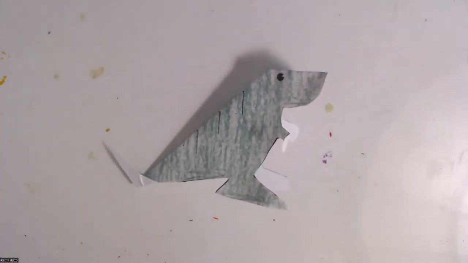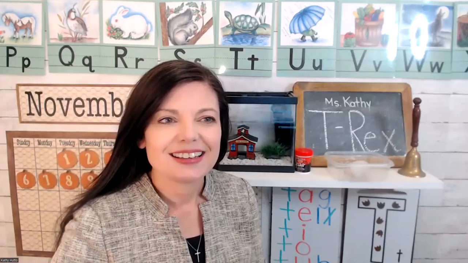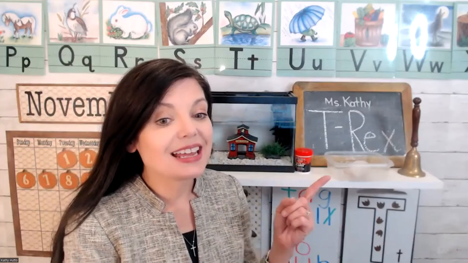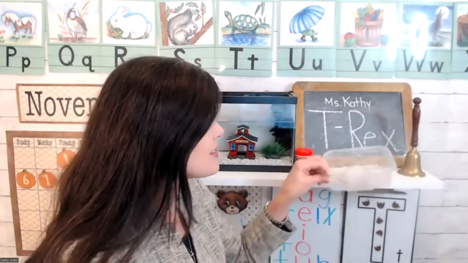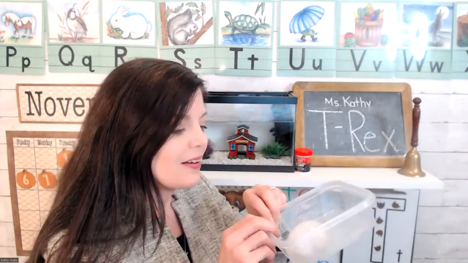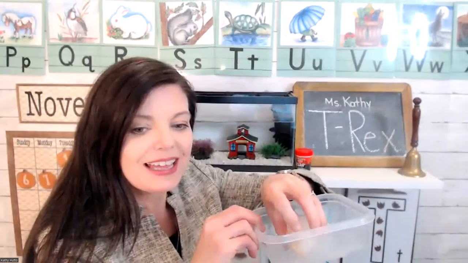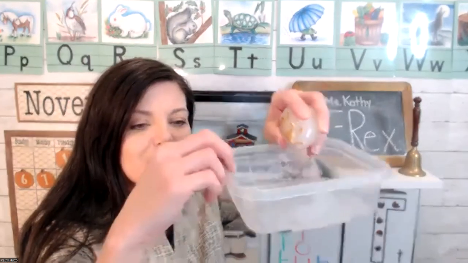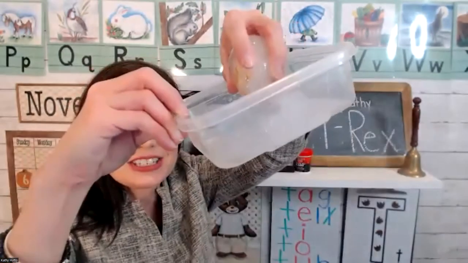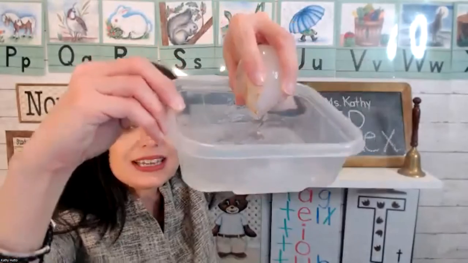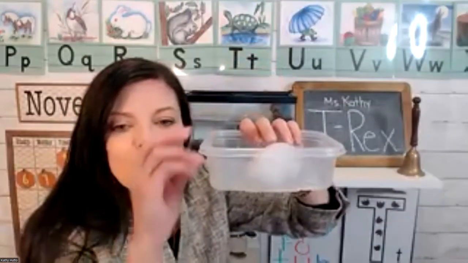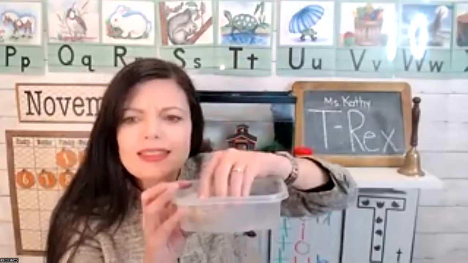And I think it's time to go back over and check on our dinosaur egg. Okay, so let's take a look at what's happening with our dinosaur egg. Oh, wow, look at this. I'm starting to see it a lot better than before. And look in the dish. See that liquid down in there? Whoa, that's water.